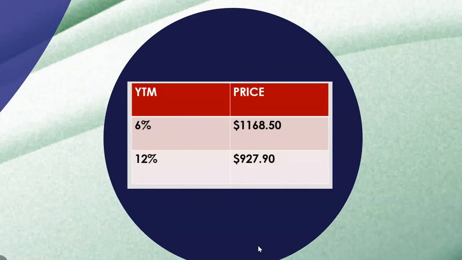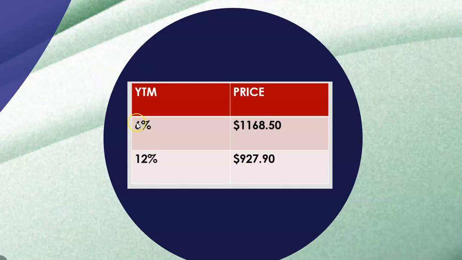To summarize what we saw in the example, other things remaining the same, meaning your par value is 1000 in both the bonds. Your coupon is 10%, which is $100 per year in both the bonds. And it's a 5-year maturity bond in both cases. So the only change there was the YTM.